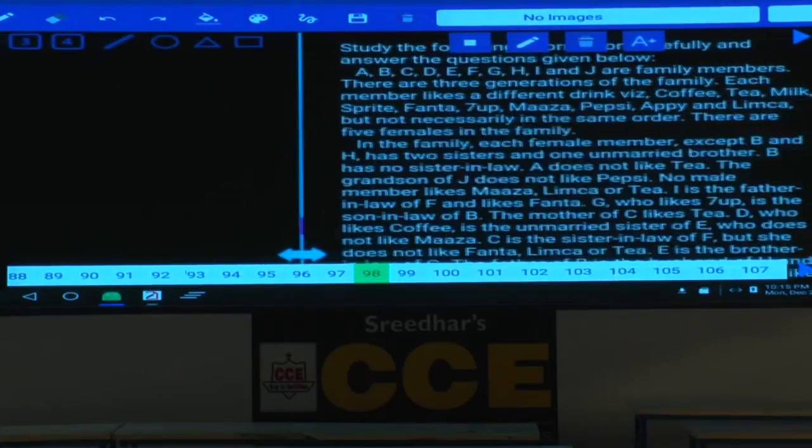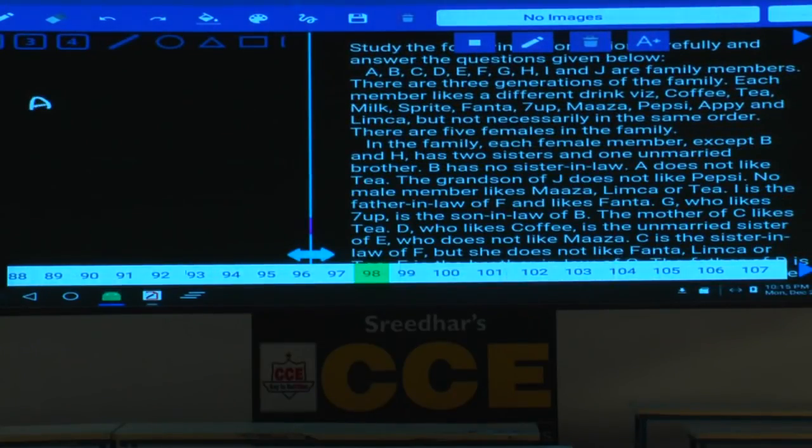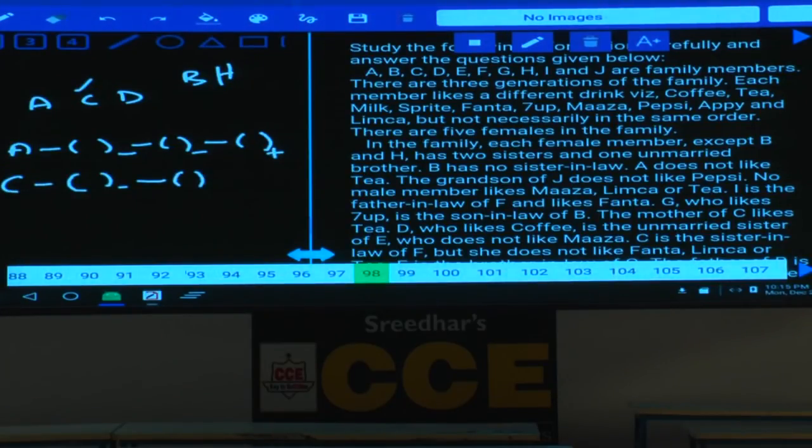Except B and H, the remaining females should have 2 sisters and 1 unmarried brother. Now let us take for example A. Now B and H anyhow, these 2 are the females. Now let us take A, C and D are the females. If you take them separately, A should have 2 sisters and 1 unmarried brother. And similarly this C should also have 2 sisters, isn't it, and 1 unmarried brother. And this D should also have the same case, isn't it, 2 sisters and 1 unmarried brother.